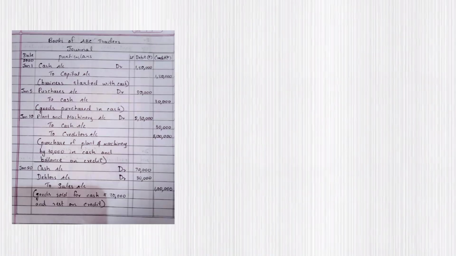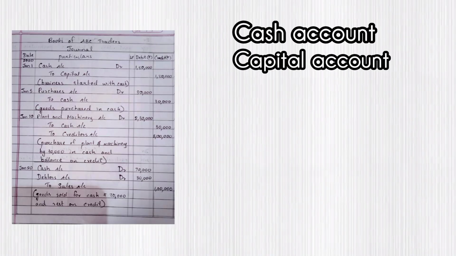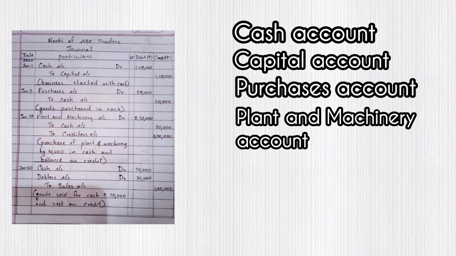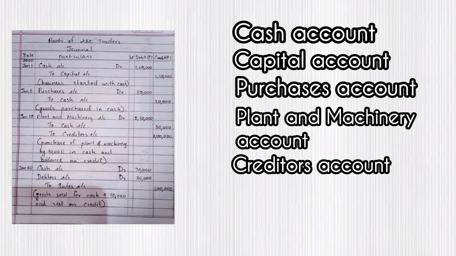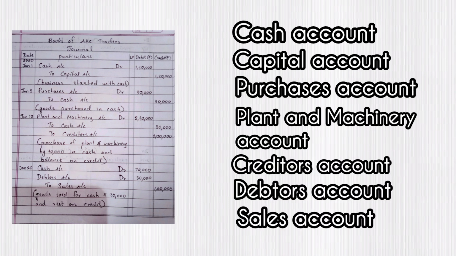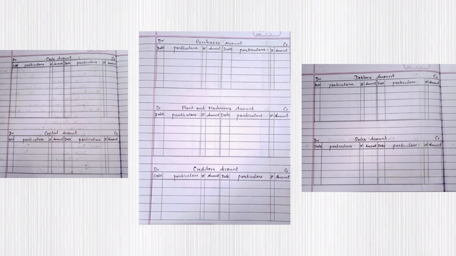So let's note down the accounts: cash account, capital account, purchases account, plant and machinery account, creditors account, debtors account, and sales account. So there are 7 accounts. That means we have to create 7 ledger accounts. So in this way we are making 7 ledger accounts. I hope it's clear. It's better to create all the ledger accounts first and then write the transactions, because it will be easy for you. Now let's see how to post these journal entries in the ledger accounts.